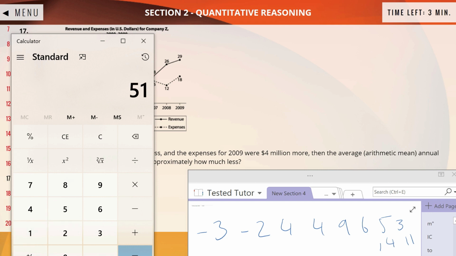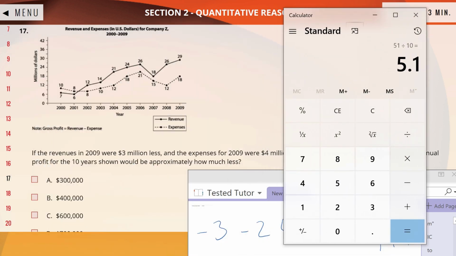51 divided by how many years is that? 10. So the average profits were $5.1 million.